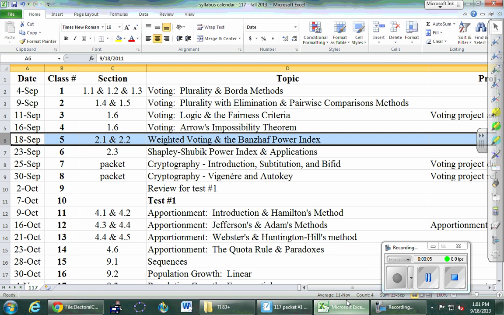Take a look at the calendar. We have finished our little mini section on voting. We spent 4 classes on voting. Many of you have made very good progress on the project. Some of you have already turned it in.